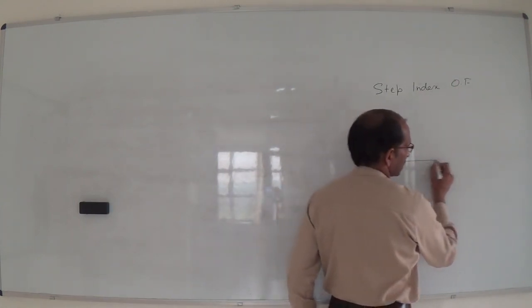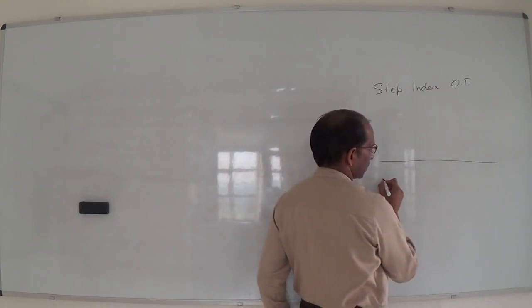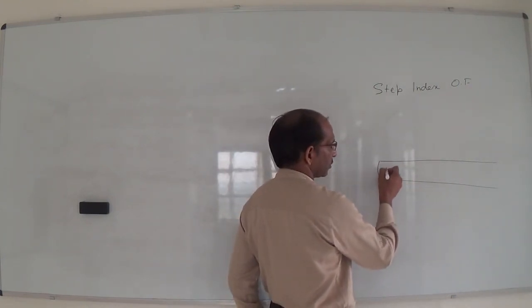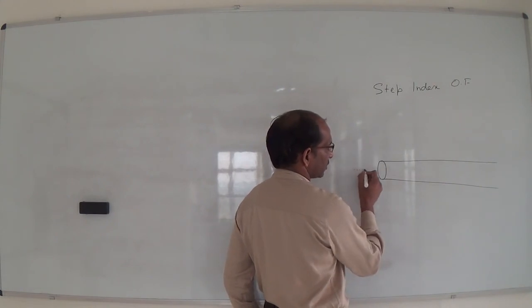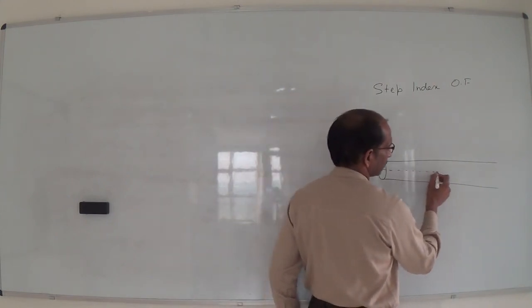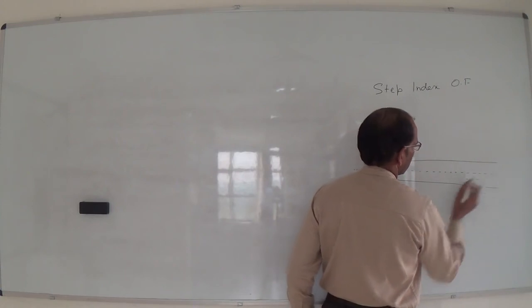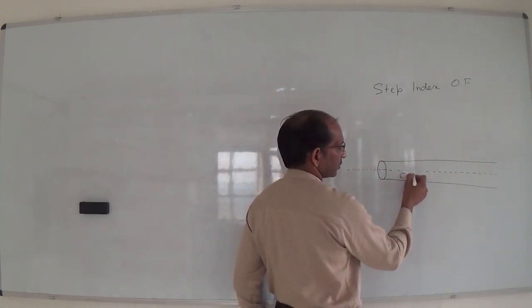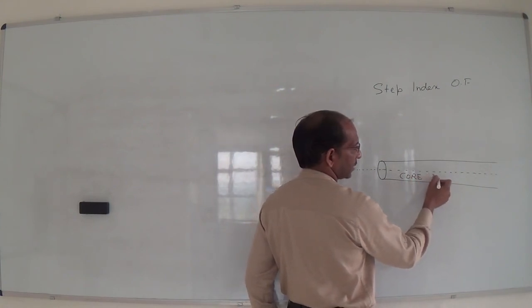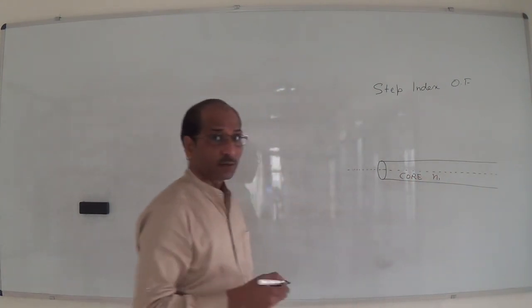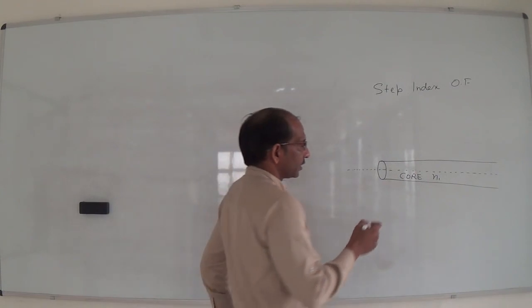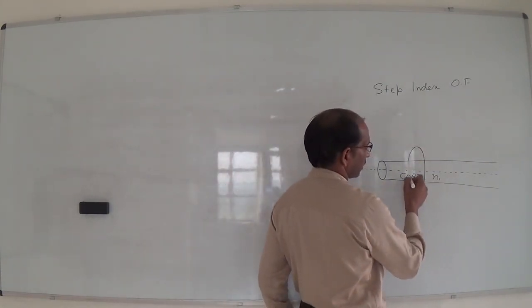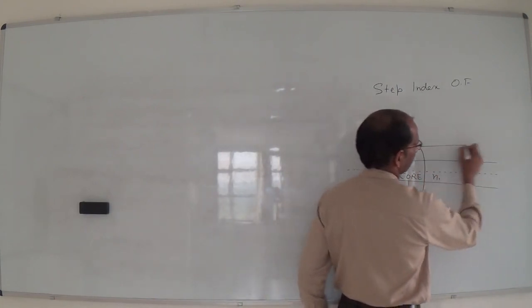We know the construction of the optical fiber. This is the central part, which is known as the core. This one is the central axis of the core. So this is the core. The refractive index of the core is N1, and the second part is the cladding.